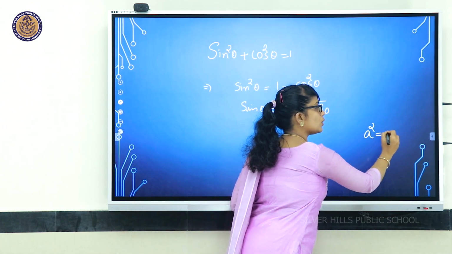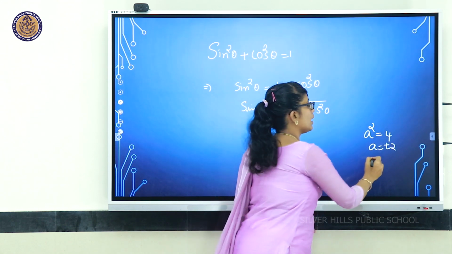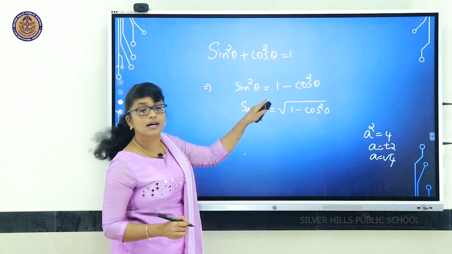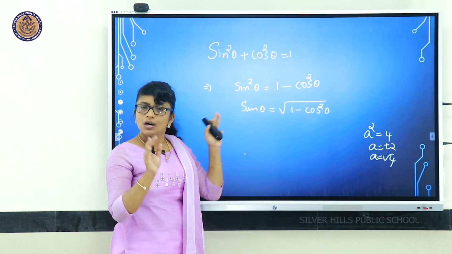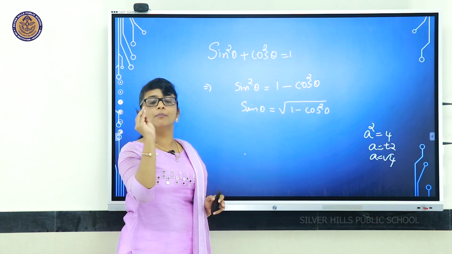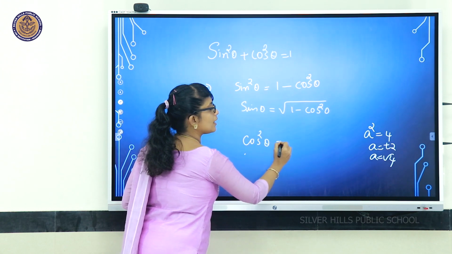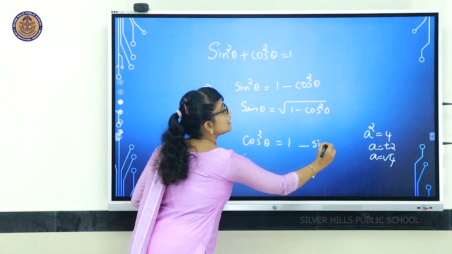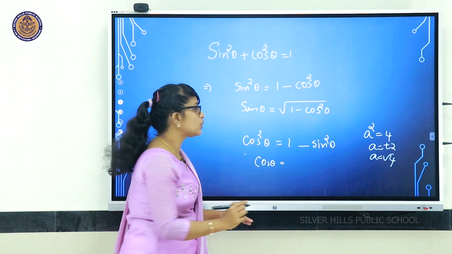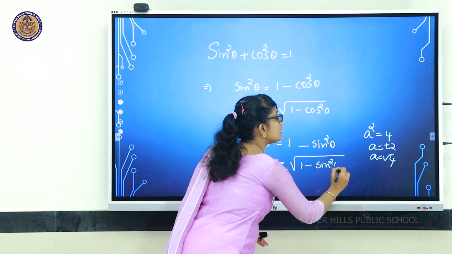A square is equal to 4, then A is equal to plus or minus 2, or root of 4. As same as, sin square theta equal to 1 minus cos square theta, then sin theta equal to root of 1 minus cos square theta. Then similarly cos square theta equal to 1 minus sin square theta. Then cos theta equal to what? Cos theta equal to root of 1 minus sin square theta.